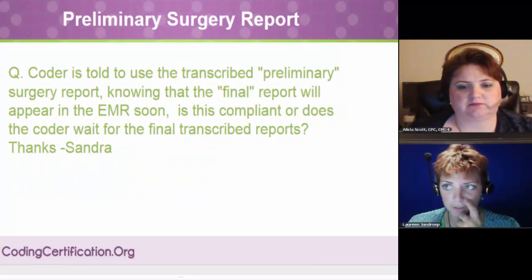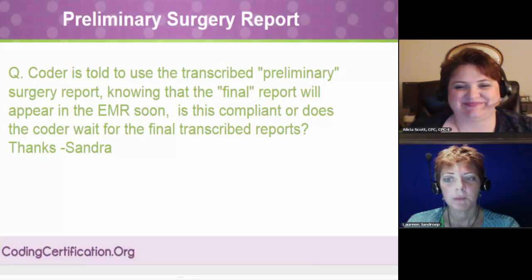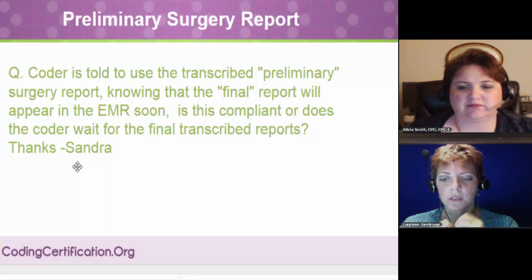One more. We did good. 3 minutes. Preliminary surgery report. Coder is told to use the transcribed preliminary surgery report, knowing that the final report will appear in the EMR soon. Is this compliant, or does the coder wait for the final transcribed reports?